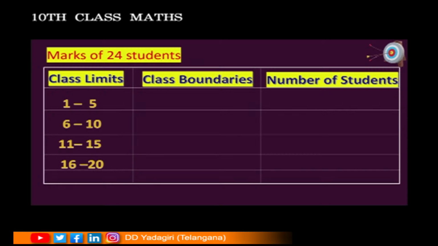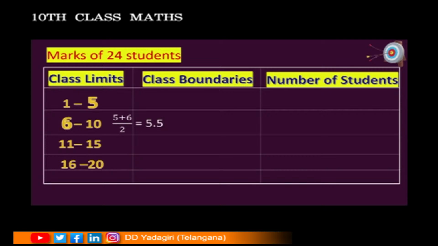Now what are these class boundaries, why are they required, and how do we find the class boundaries? For that you take the average of the upper boundary of the first class and the lower boundary of the next class.